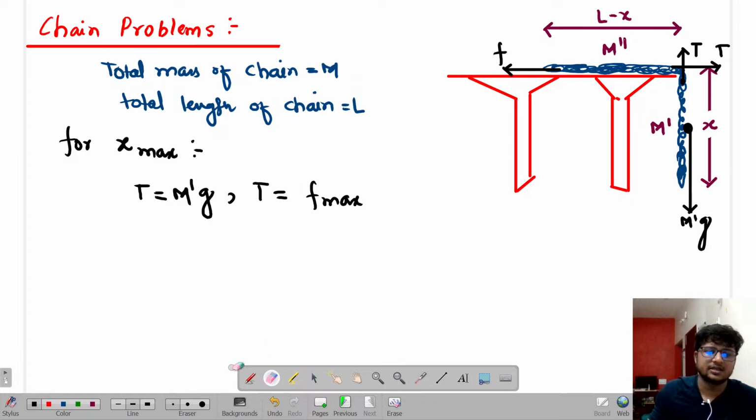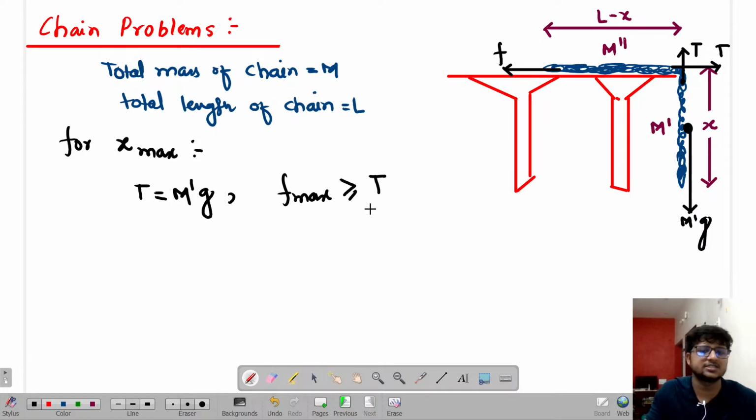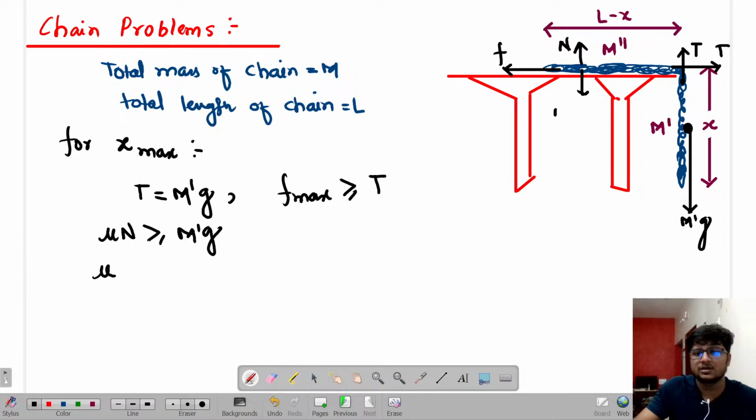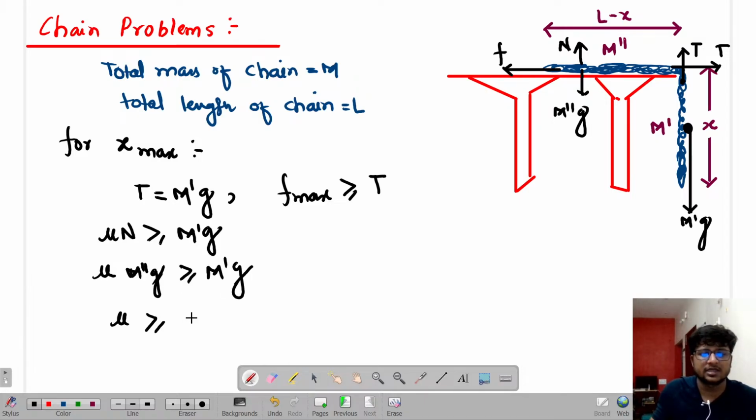Or if you want to talk about inequality, meaning the chain should not fall, you should say that F max must be greater than the tension T, such that the chain will not fall. Now, what is the maximum value of friction? Mu N, which must be greater than tension T, which is m dash g. Mu N, where this normal is equal to m double dash g. So, mu m double dash g is greater than or equal to m dash g. g cancels. Mu is greater than m dash by m double dash.